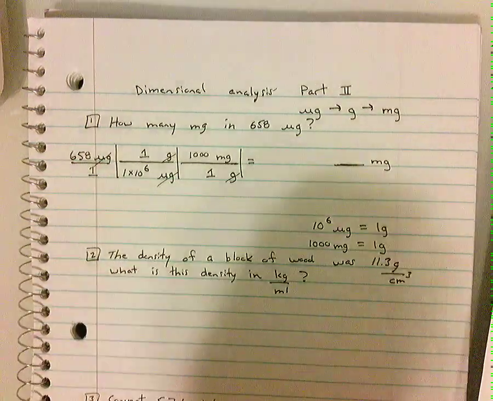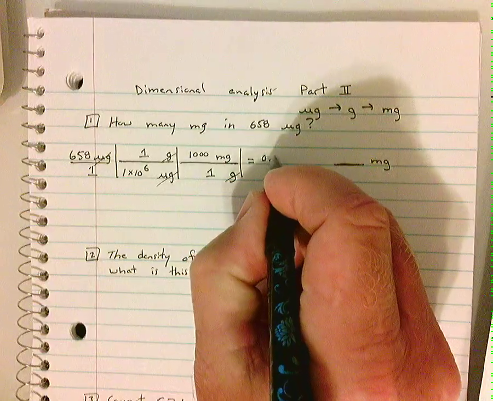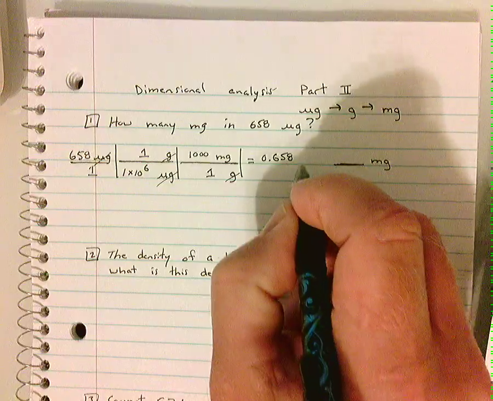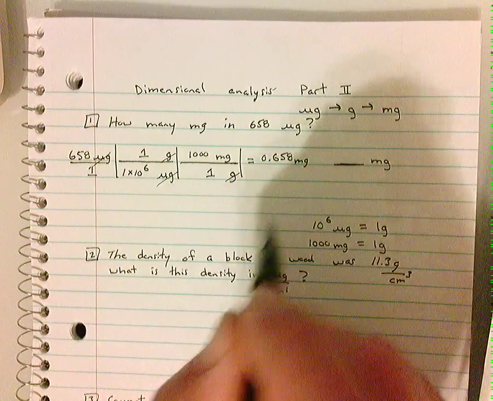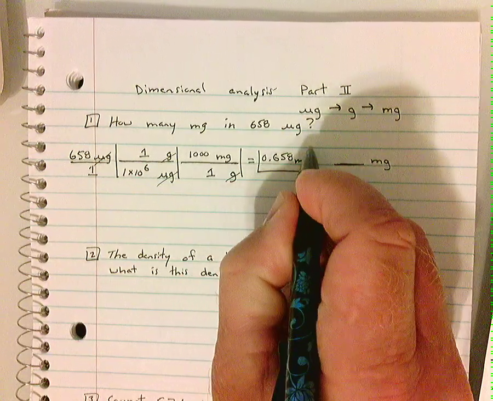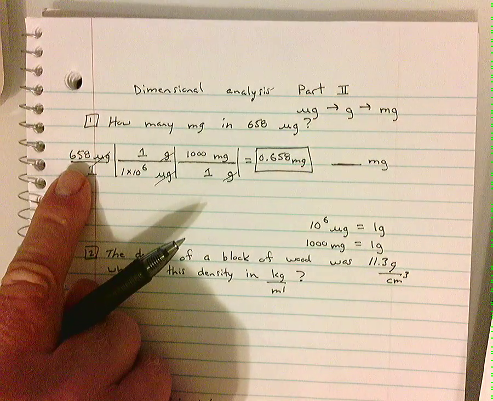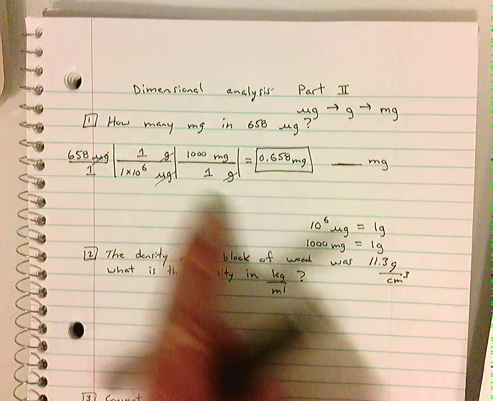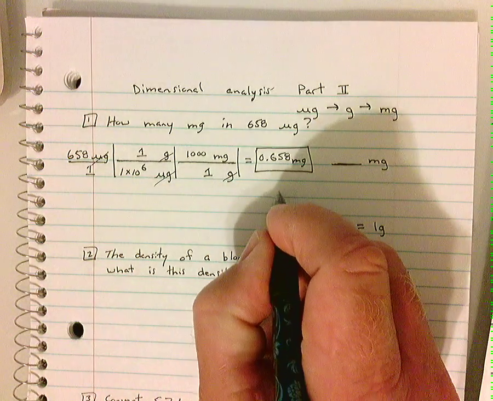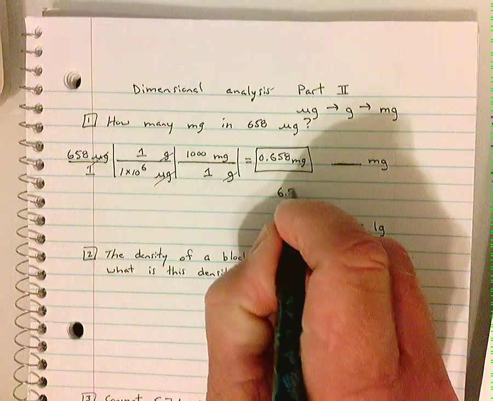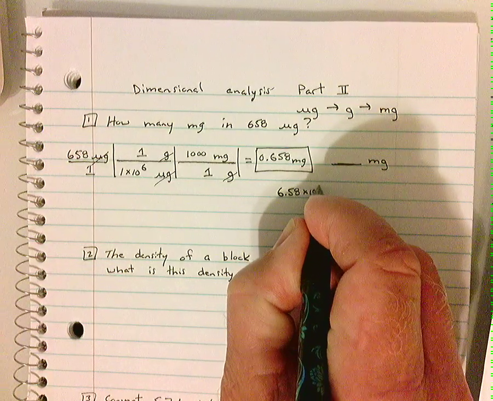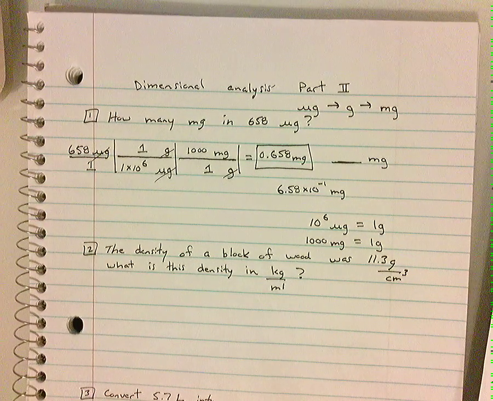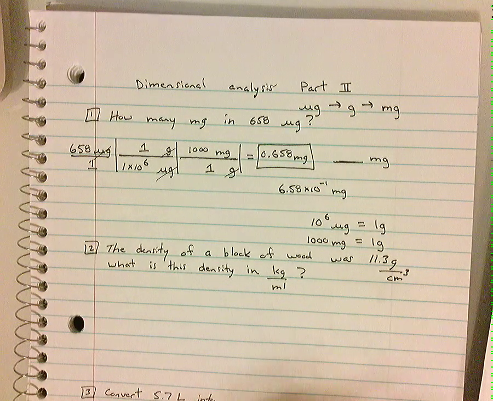Okay? So I have 0.658. My answer is in milligrams. Put a box around it. If I wanted to put that answer into scientific notation, there are 3 significant figures in the original problem. Everything I brought in was definitions, so it doesn't count. So in scientific notation, we have 6.58 times 10 to the negative 1 milligrams. You want to pause this video and write down the problems before I start again.